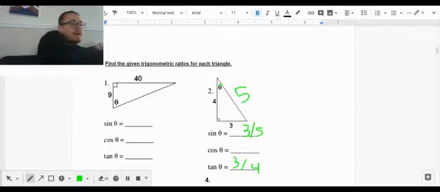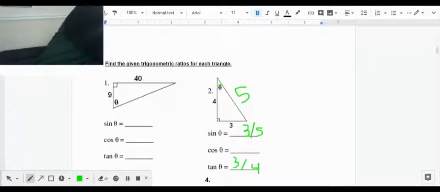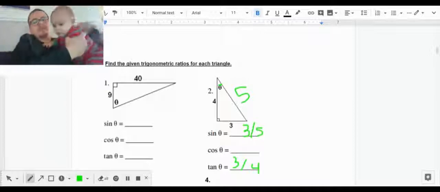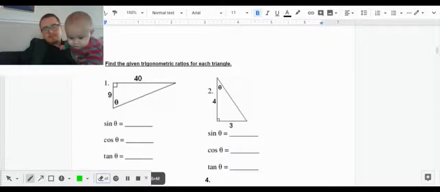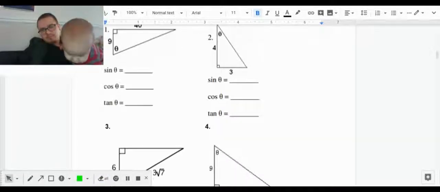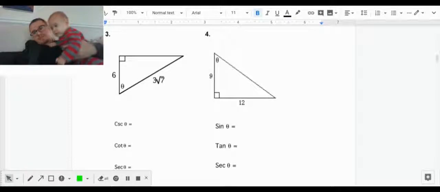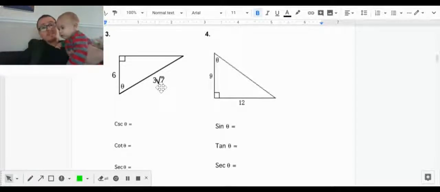So looking at these guys, same deal. Do the Pythagorean theorem, find your missing side length, and then plug them in. Remember that the inverse function is flipped. So you've got to know that cosecant is the inverse of sine, and cotangent is the inverse of tangent. Secant is the inverse of cosine. Let's pause real quick.